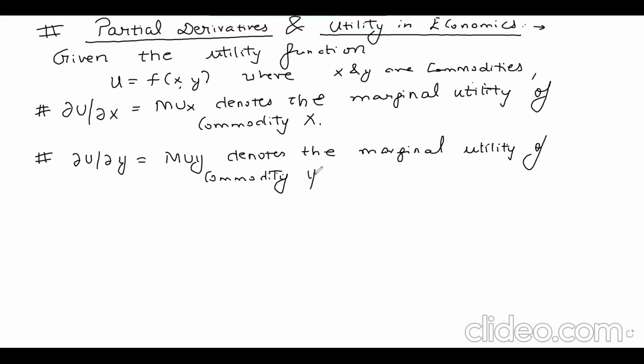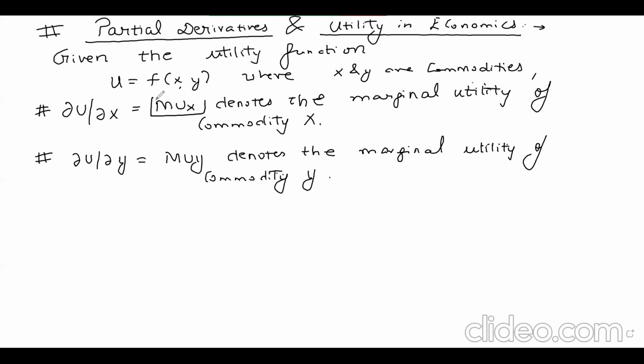Marginal utility of commodity Y is going to capture that, keeping commodity X constant, if I increase the consumption of commodity Y by an additional unit, by how much will my utility change? I'm repeating it again, guys.